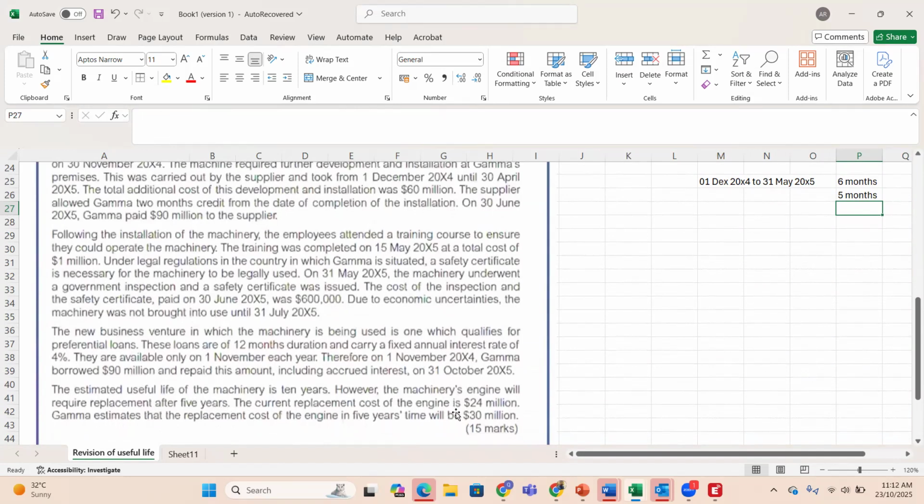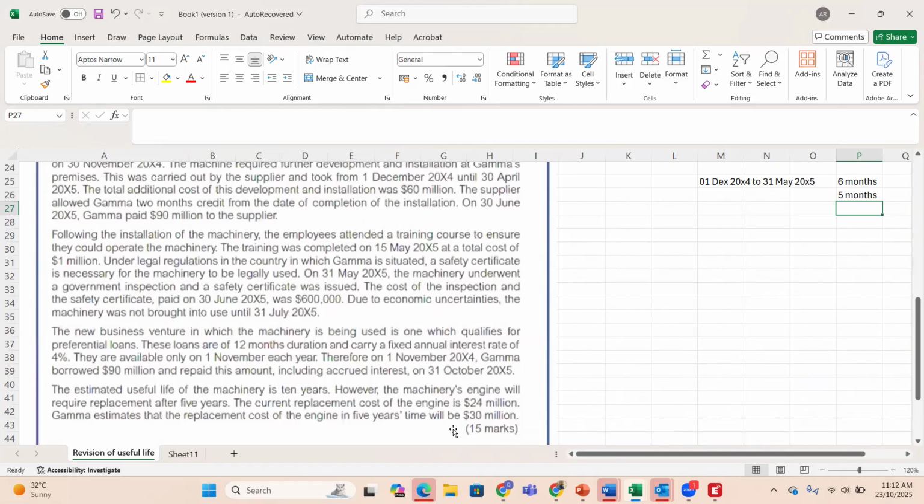The current replacement cost of the engine is 24 million. Gamma estimates that the replacement cost of the engine in 5 years' time would be 30 million. What would you do with this information? That's okay. So, in the current year, should I not do anything? Separate depreciation. So, what is the amount at which I will recognize the engine? So, 24 million would be for engine.